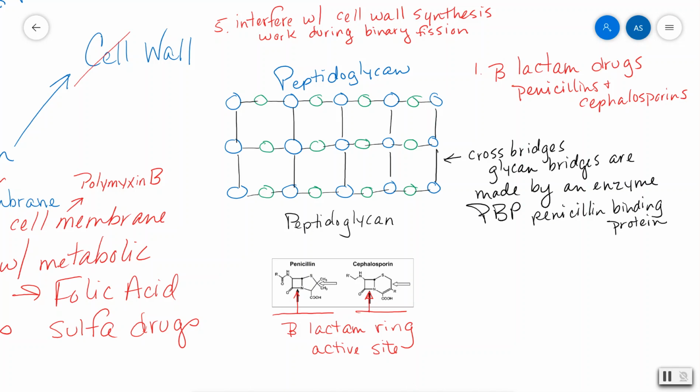So during binary fission, the cell is elongating, it's making new cell wall. PBP is building these cross bridges. Well, what if this is a bad bacterium and it's giving you an infection and you don't want to be sick? So you go and the doctor prescribes for you a beta-lactam drug. Those beta-lactam drugs will bind to PBP instead of the cell wall or glycan bridge substrate. So the drug binds to PBP instead of the, let's call it bridge material, right?